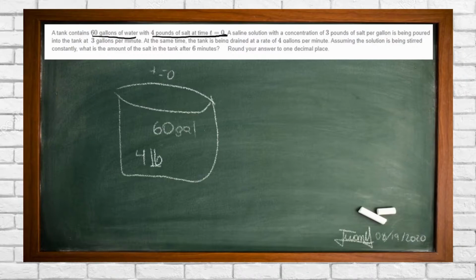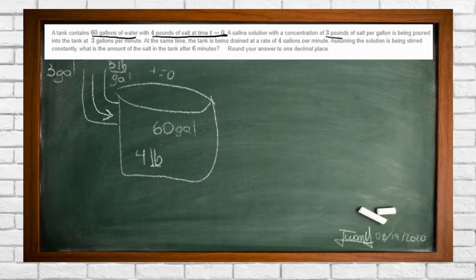So a saline solution with a concentration of 3 pounds of salt per gallon is being poured into the tank at 3 gallons per minute. So we know that this tank is receiving 3 gallons of water with a concentration of 3 pounds per gallon. It's entering the tank. All right, let's keep reading.